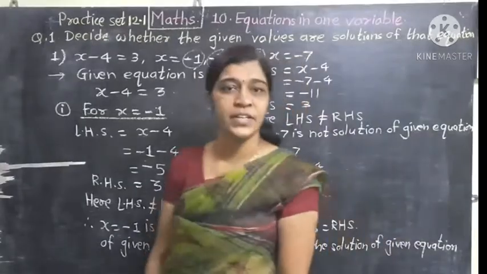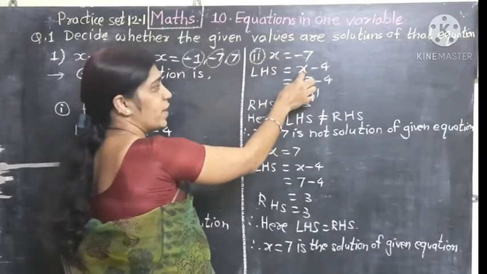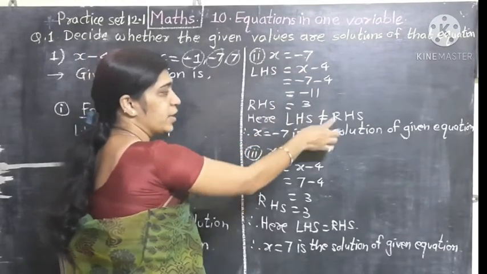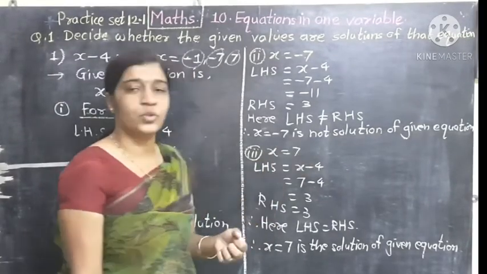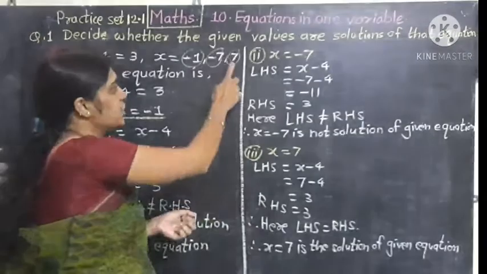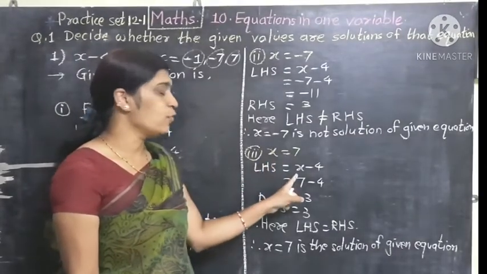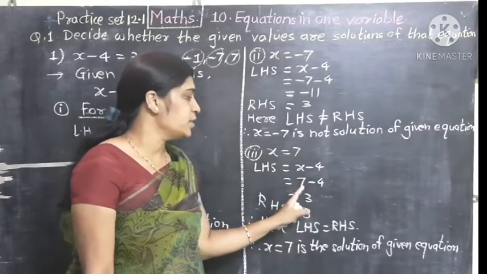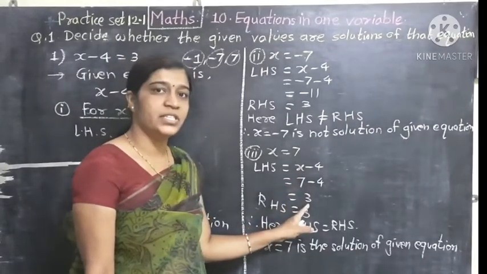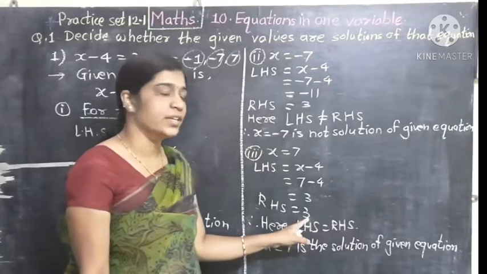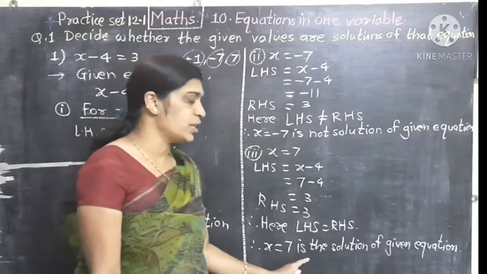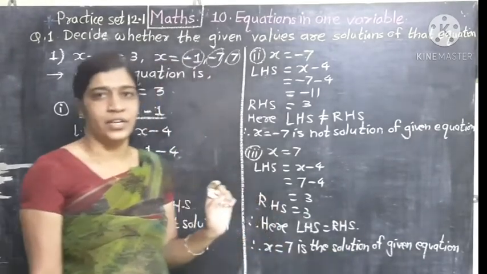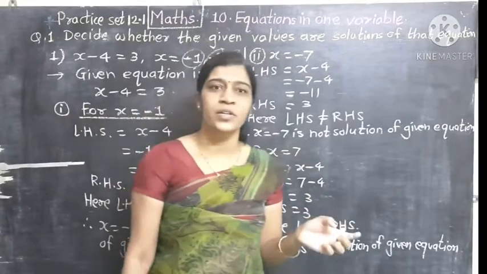Similarly, try for -7. Put the value of x as -7, we get -11. Here also LHS is not equal to RHS. So x is equal to -7 is not a solution of the given equation. And last, x is equal to 7. Write down first the LHS, x minus 4, 7 minus 4, which means the answer is 3. And the RHS is also 3. So here LHS is equal to RHS. Therefore x is equal to 7 is a solution of the given equation. Okay, understand how to find the solution of the given equation.